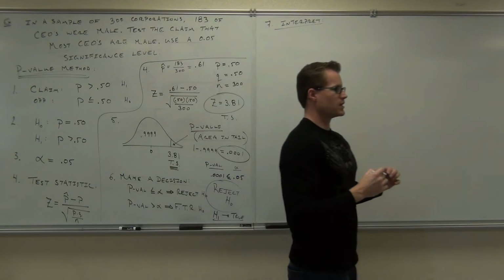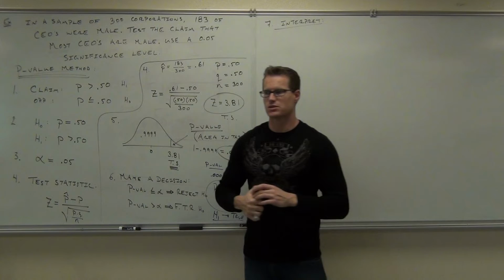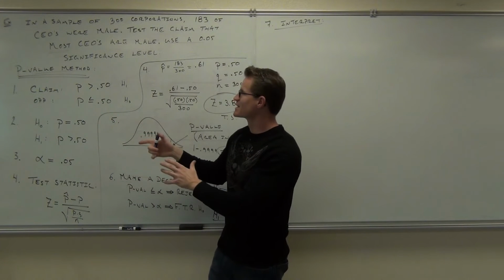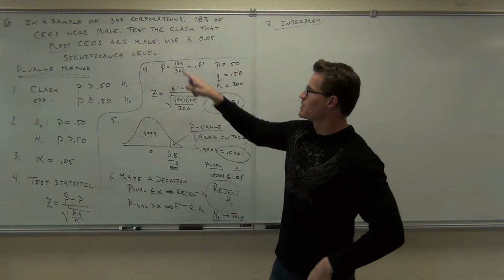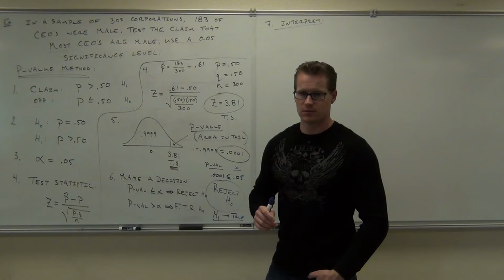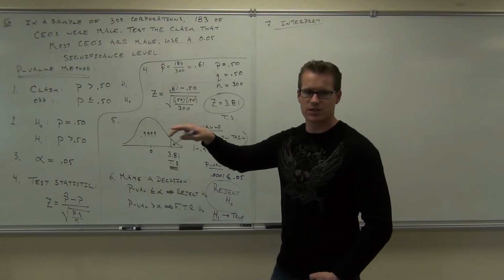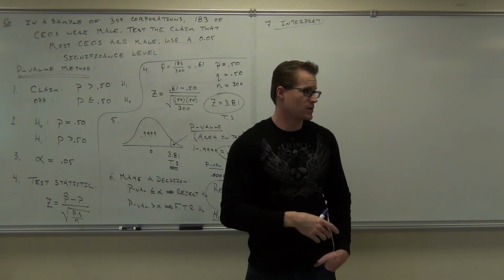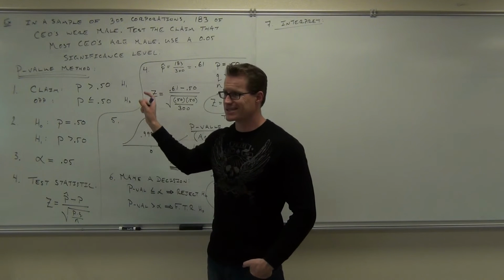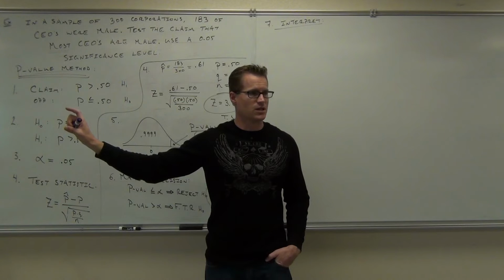Depending on where h sub 1 is, that means you prove your claim or your opposite. So we just proved our claim right here. What this means is that if our claim is most CEOs are male, we just proved that. We just proved with statistics that most CEOs are male. It wasn't an assumption anymore. It was based on evidence. We tested it against a claim, and it turned out to be true.